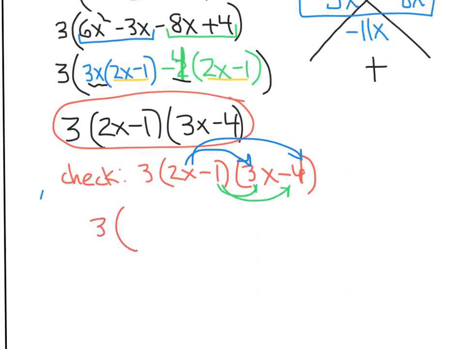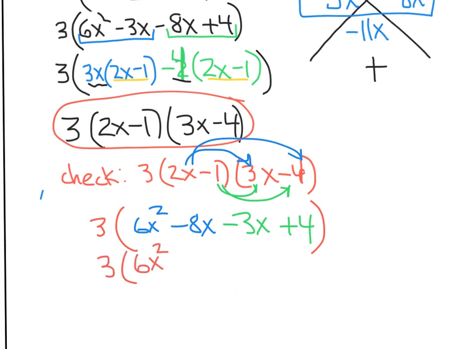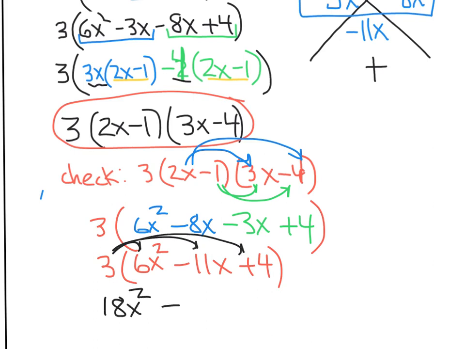So we are left with, inside our parentheses, 2x times 3x is 6x squared. 2x times negative 4 is negative 8x. And then negative 1 times 3x is negative 3x, and negative 1 times negative 4 is plus 4. And now we'll simplify inside parentheses first. So we have adding like terms, 6x squared. And negative 8x minus 3x is negative 11x. And then plus 4, and then finally distribute that 3 to each piece, and we get a 18x squared minus 3 times 11 is 33x plus 12. Look back on your original expression, 18x squared minus 33x plus 12. That is correct.